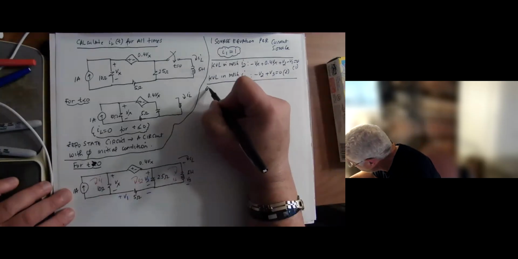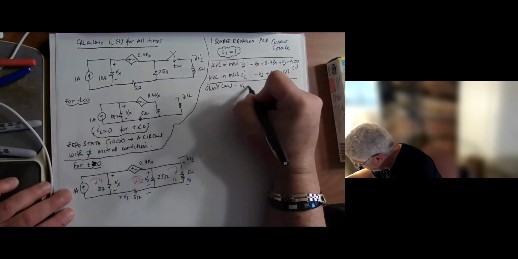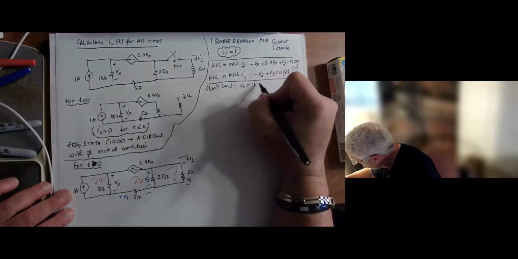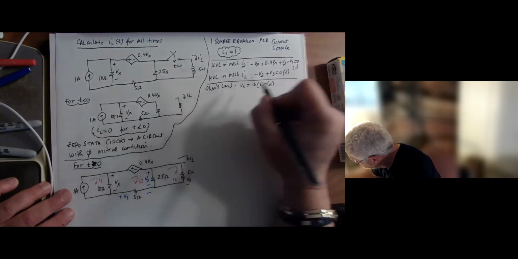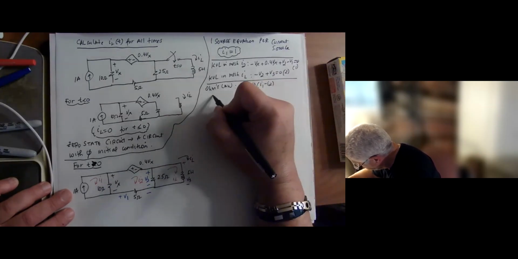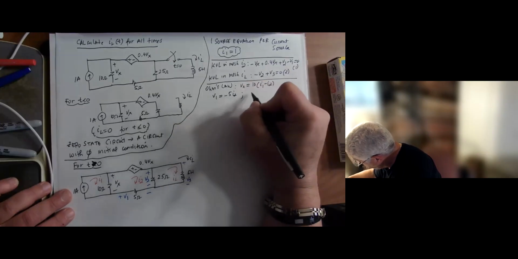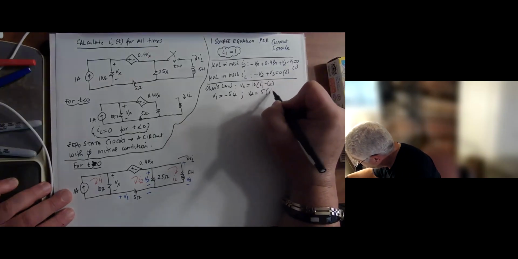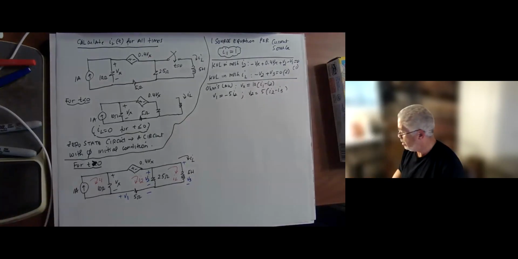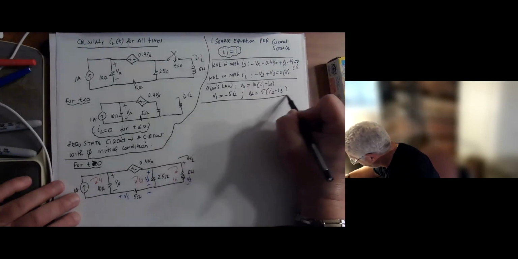And then we do Ohm's law. Vx is equal to 10 times (I1 minus I2). V1 is minus 5 I2. And V2 is 5 times (I2 minus I3). So those are Ohm's law, again based on the passive sign convention.